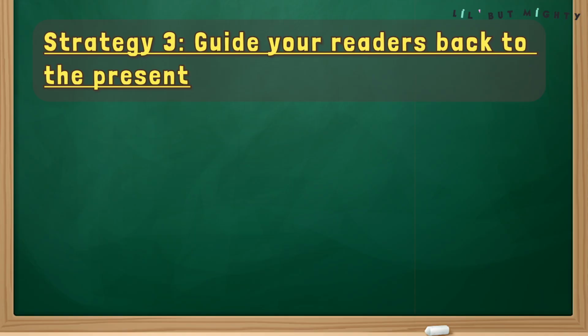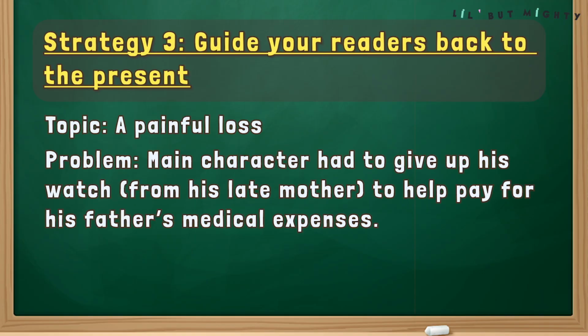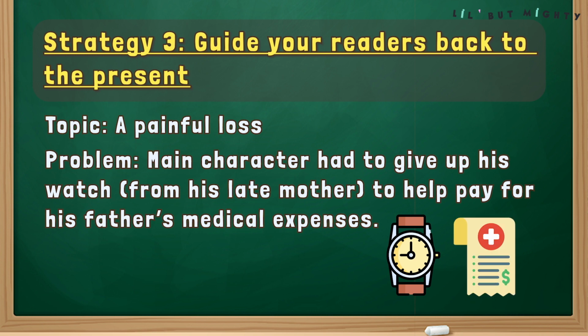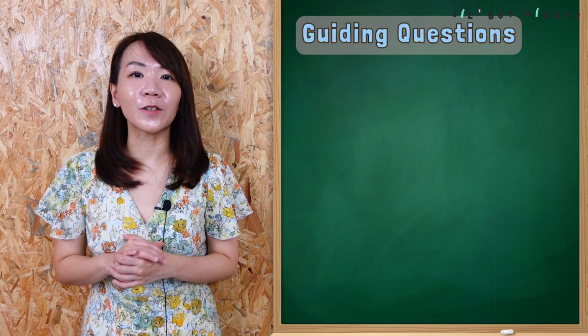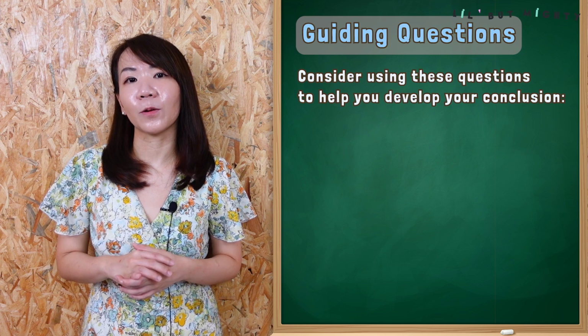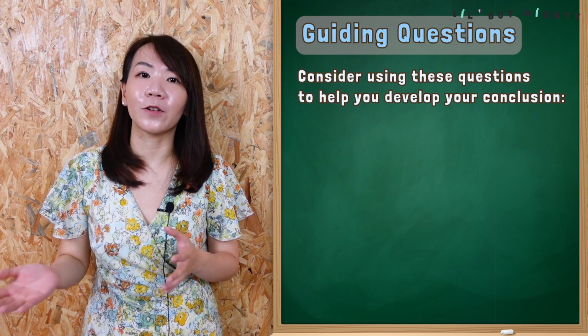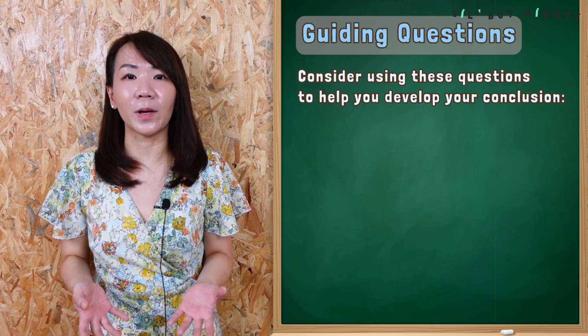If the topic is a painful loss, and the problem in your story was how your main character had to give up something he treasured, like a watch, to pay for his father's medical bills, you can use this technique to make a reference to the beginning. For the third technique, you can consider using these guiding questions to help you guide your main character back into the present moment.